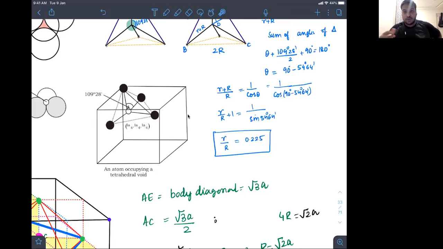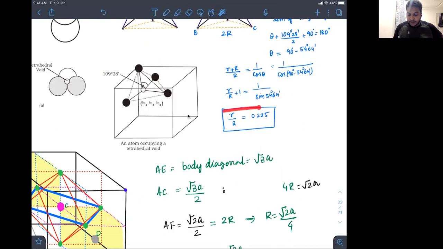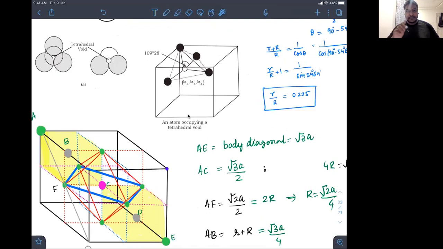So this is one thing you must learn: in a tetrahedral void, we get the r by R ratio as 0.225. Okay. Now, where do you find these voids? Literally in a cubic unit cell, especially FCC, because in a cubic unit cell we are specifying a close packing.